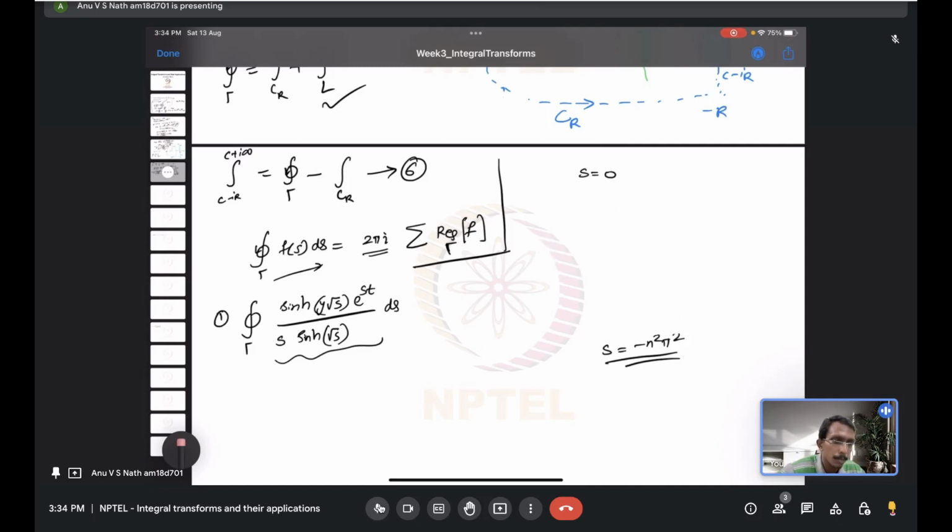So finally we got s equal to minus n squared pi squared, where n equal to 1, 2, 3, etc., on integers, because s equal to 0 we already took separately. So the remaining integers only we need to take here. Okay. So they are also singular points. So these are all the singular points, and you can check that there are no other singular points for this particular function, because there is no other denominator you can equate to 0.